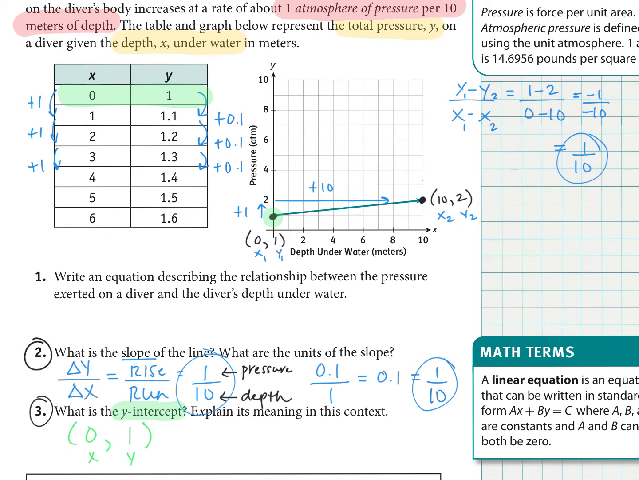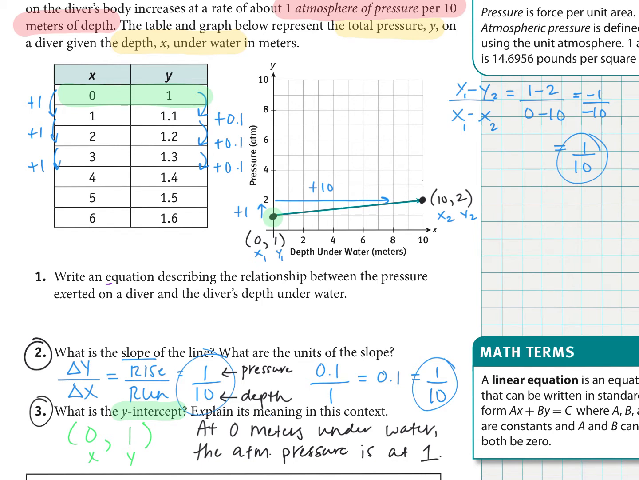So we can say at 0 meters underwater, we can say that the atmospheric pressure is at 1. So we're saying before we even go into the water, above the water, there's some type of atmospheric pressure in the air, and it's at 1. Let's go ahead and move on to our last problem, number 1.